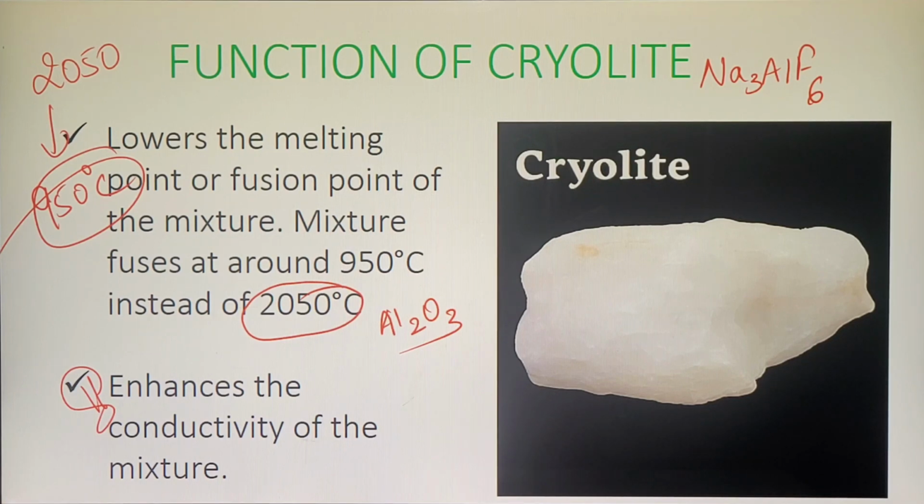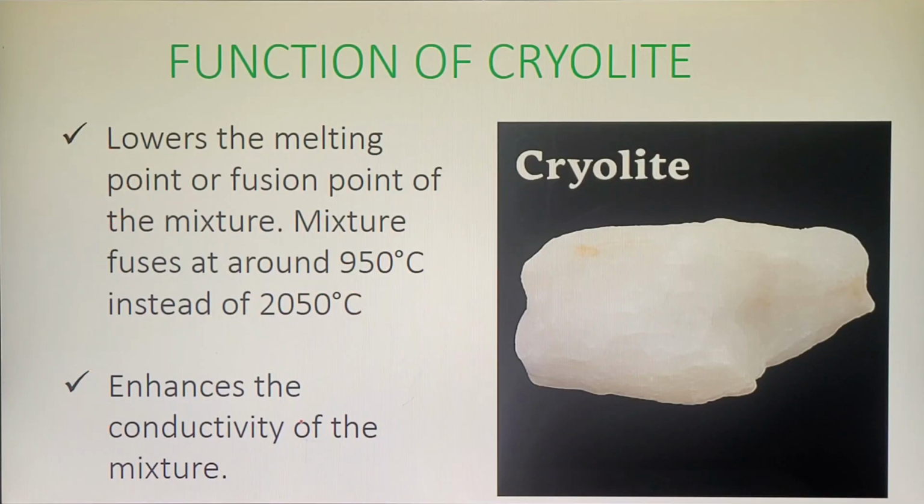What was the second problem with alumina? It was a non-electrolyte. Okay. So when I'm adding cryolite, it is able to enhance the electrical conductivity of the mixture. It is trying to pass more electric current through the mixture. Okay. So I hope the function of the cryolite is clear to you. Once again, what is cryolite? Cryolite is nothing but Na3AlF6. What is the use of cryolite? It deals with the two problems that fused alumina had.